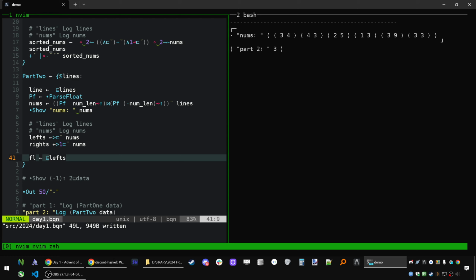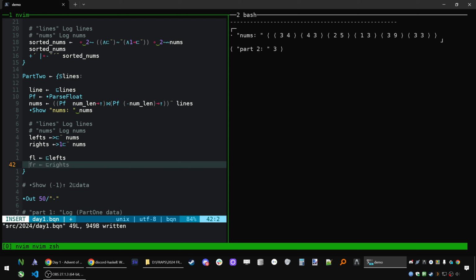And then we want to find the count. Which one of the rights is equal to the first left? Equal rights. It should be a mask. Look at that, 3. And now we want to sum this up. 3. Okay, good.